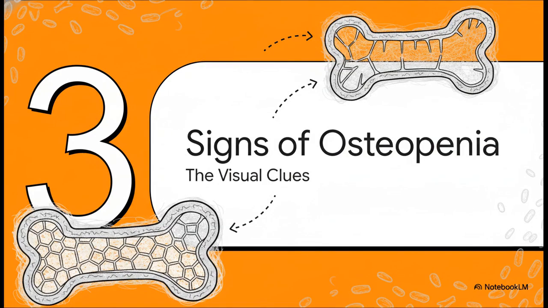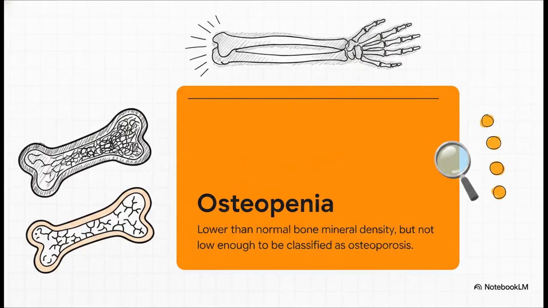Section 3, identifying signs of osteopenia, the visual clues. Now, this is where things get really interesting. Because what happens when the balance in that bone architecture shifts? Sometimes that inner sponge starts to look a bit different. It actually starts losing its density. And those stark contrasts we just learned to spot, they begin to change. This visual shift leads us straight to our core concept today, osteopenia.